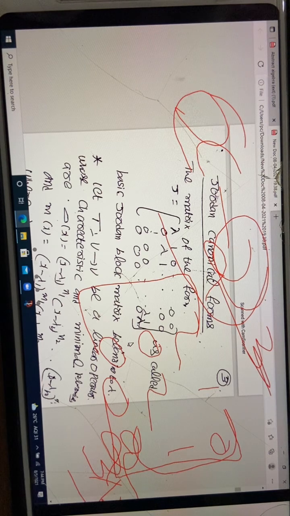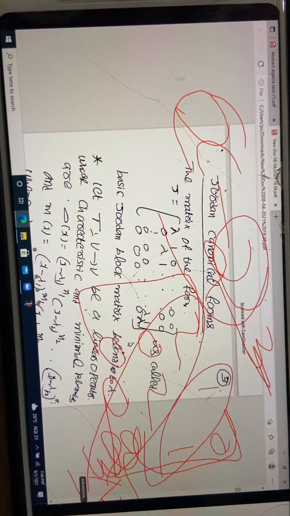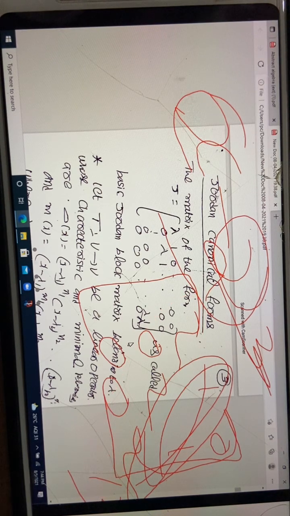Pre-diagonal, that is, the entry immediately preceding the diagonal, should be ones. Diagonal should be lambda, pre-diagonal should be 1. Remaining all zeros. Then we call that the Jordan block corresponding to that particular eigenvalue.